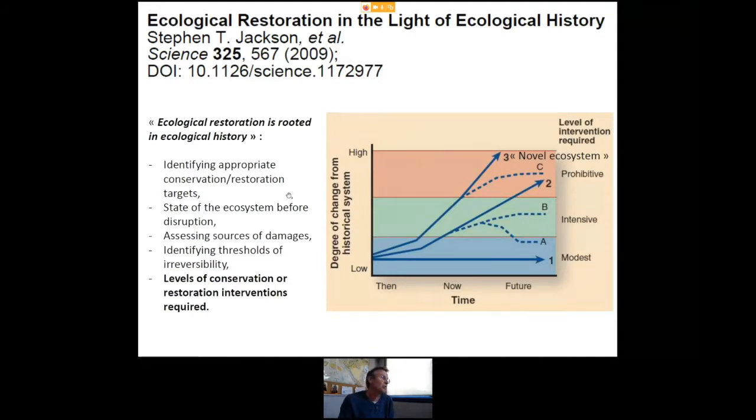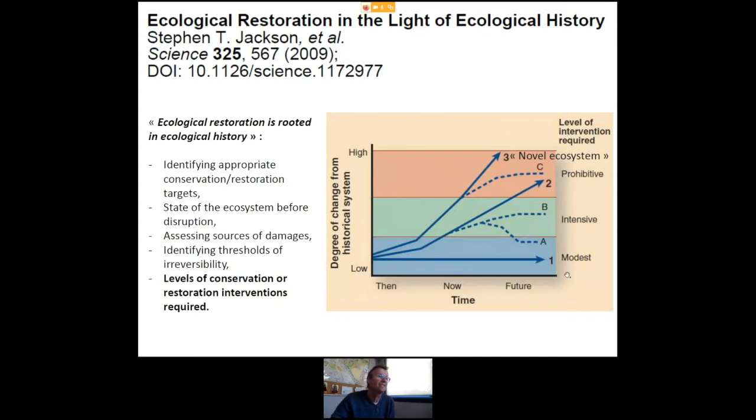It allows us to state the condition of the ecosystem before disruption, before degradation. It allows us to assess sources of damage. It allows us to identify thresholds of irreversibility. And as you can see in this graph, it can help restorationists to define the level of conservation or restoration.